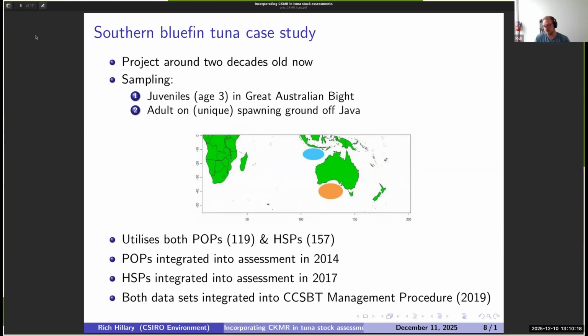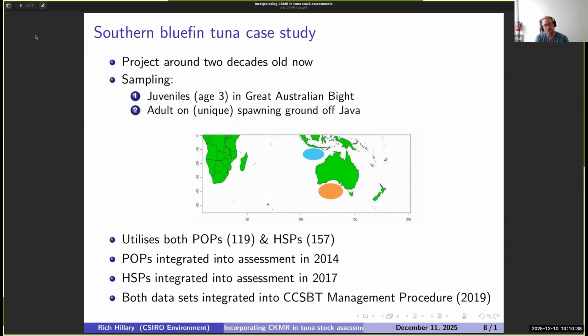The juveniles at age 3 is an important point. It means that at least for that case, we can be pretty sure that we can get the juveniles that relate to the single adult spawning ground, and we can get them at an age that we pretty much know. We don't have to deal with the fact that we're not entirely sure when the juveniles were born. That's an important factor for model simplification.